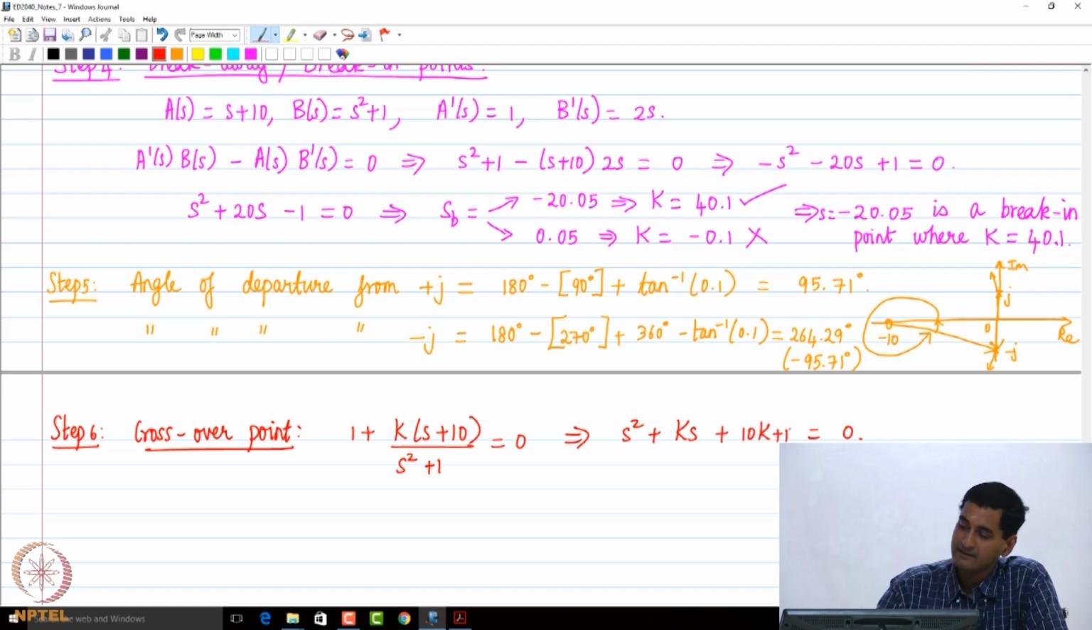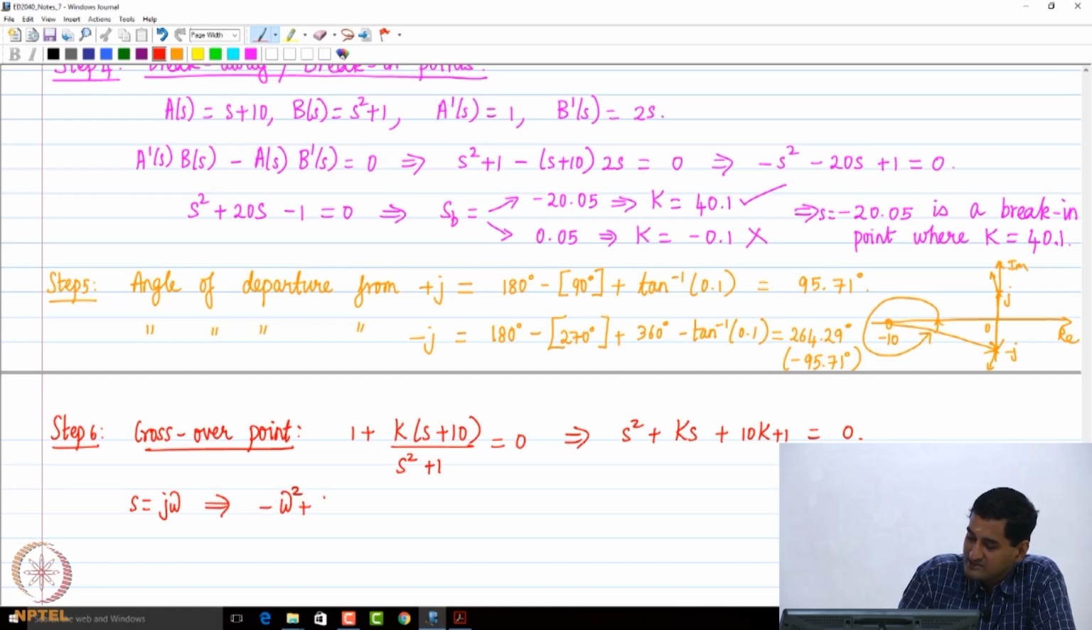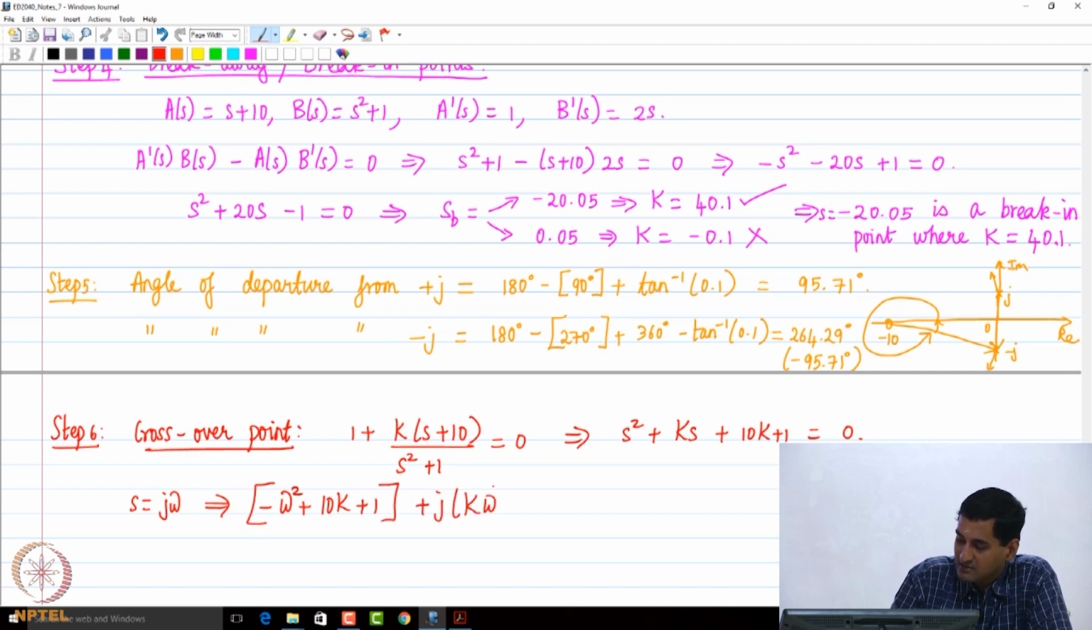So if I substitute s equals j omega in this equation, what am I going to get? I am going to get minus omega squared plus 10k plus 1, plus j times k omega, equals 0. Is this correct? Right, j times k omega equals 0. So now if you equate both the real part and the imaginary part to 0, what do you get?